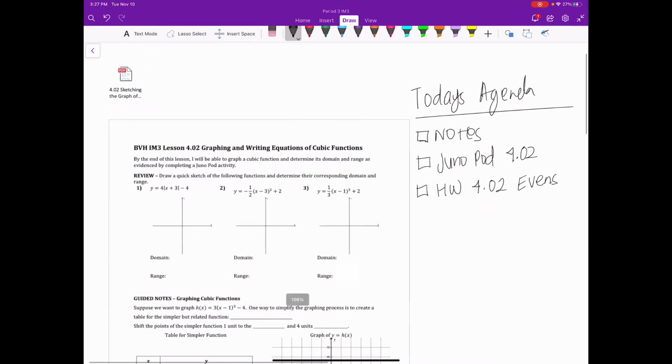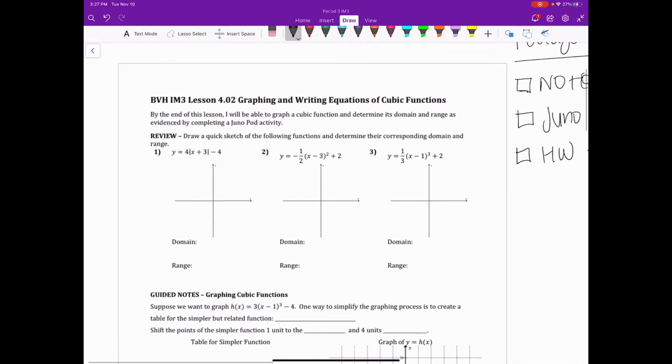So we're doing today graphing and writing equations of cubic functions. So I'm going to help you review quickly how to do a sketch for the different type of functions and their domain and range. So the first one, this is an absolute value function because of the absolute value symbols. So remember that we have h and k here. So here is h and k. So that's -3, -4. And then a in absolute value functions, which is 4, that is the slope.